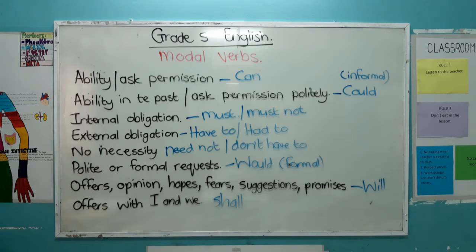Okay? So can is present, could is past, must or must not. Must, you should do it. Mustn't, you should not do it. Have to, have is present, had is past, need not, don't have to, would is formal, and will and shall.